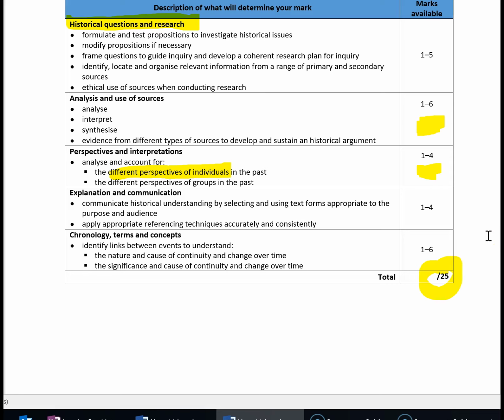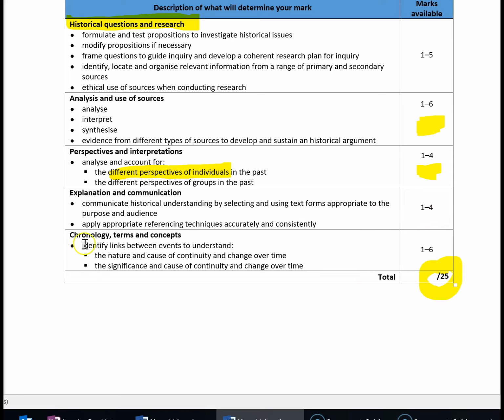So try and get as many perspectives. It's worth 4 marks. So explanation communication is really just making sure that your writing in your notes is nice and clear, that you're using words that are technical and that are related to history. So using those good definitions, and that you are referencing consistently, and that's that nice 4 marks there.